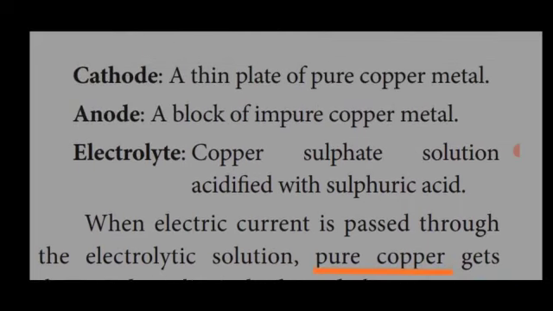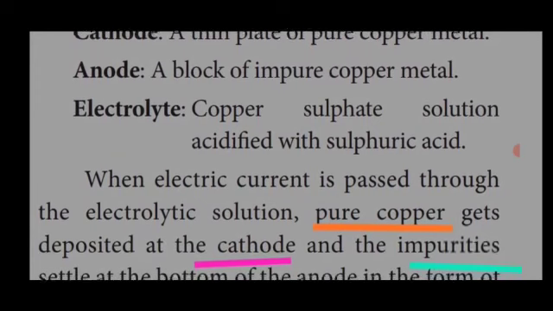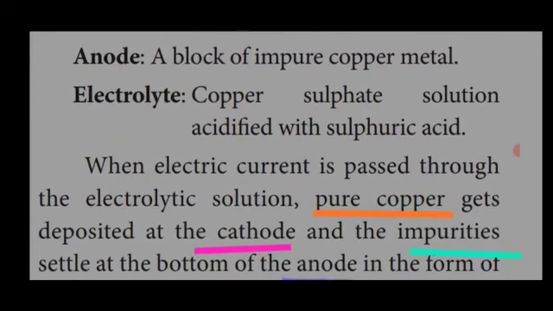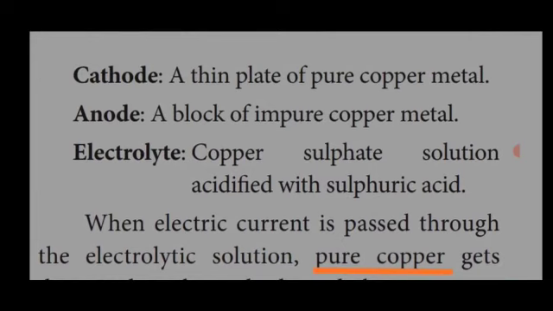When electric current passes through the electrolytic solution, which contains copper sulphate and acidified sulfuric acid, pure copper is deposited at the cathode, and impurities settle at the bottom of the anode. This is electrolytic refining of copper. In this step, we get 100% pure copper.